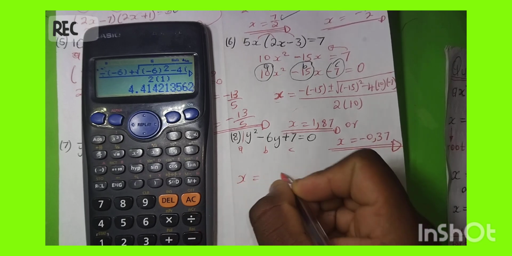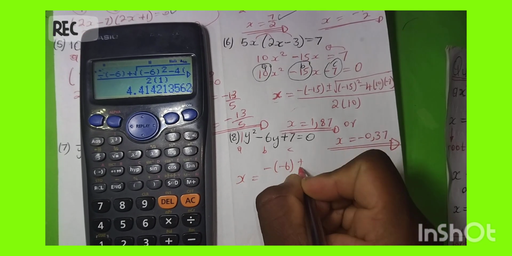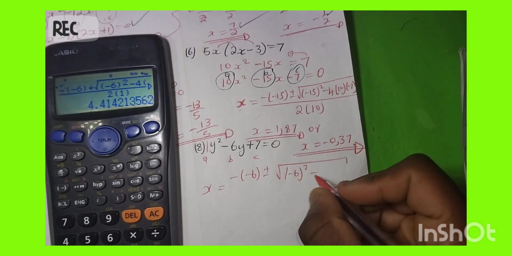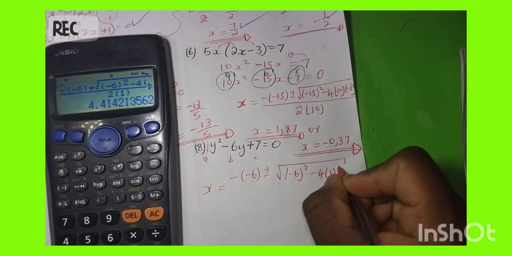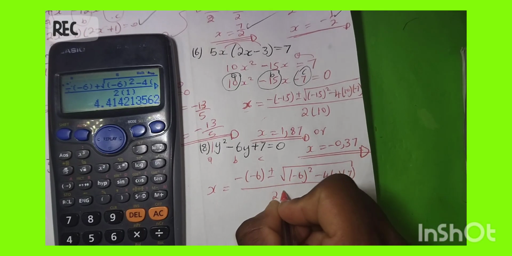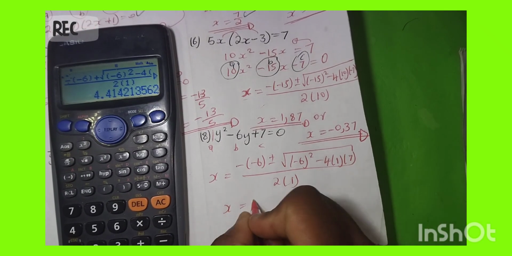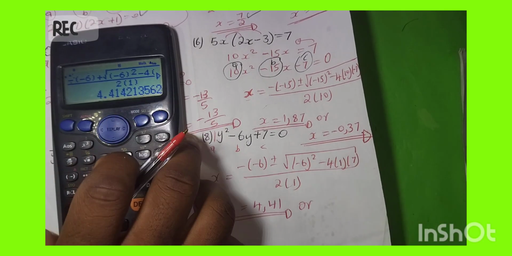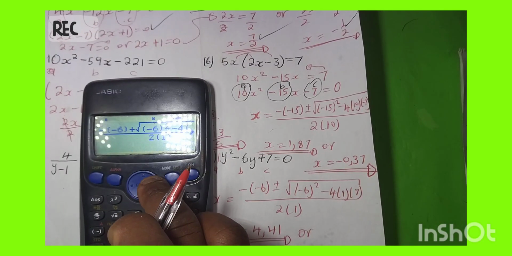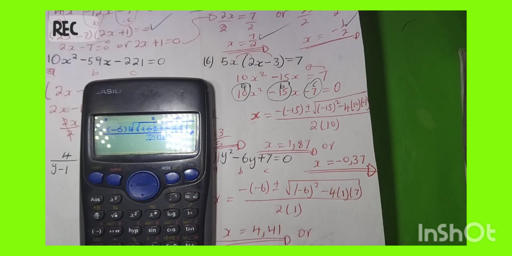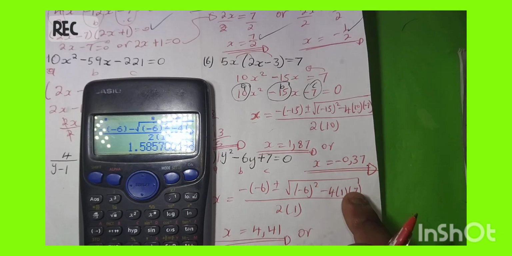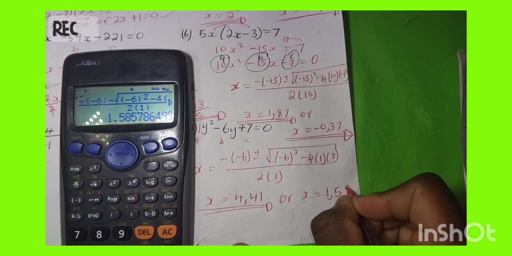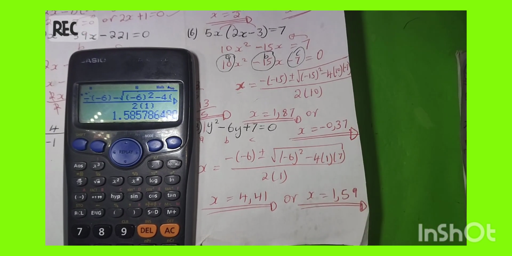I will say this, it's equal to minus 6 plus or minus, which is this one, minus 6, 2. And here it's 4 and 1 and 7. Divided by 1. My first answer there will be 4.41 in 2 decimal place. Or come and change everything there to be negative. Meaning now I'll press x there, it's equal to 1.59 there. Do you see?